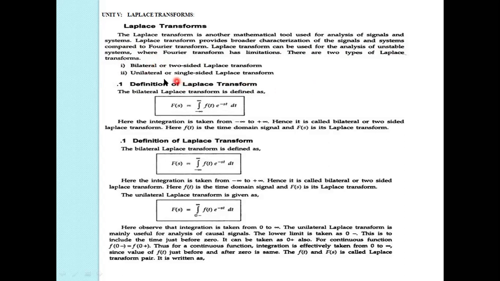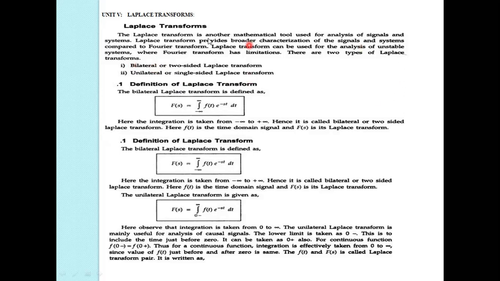The simple definition is that unilateral is for the positive real axis. Bilateral means including the negative real axis also. From minus infinite to 0 and 0 to infinite, it is two-sided, left-sided and right-sided. Two-sided, from minus infinite to infinite, we call bilateral. Unilateral, we take only from 0 to infinite, only the positive real axis.